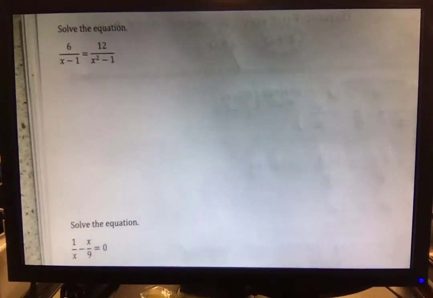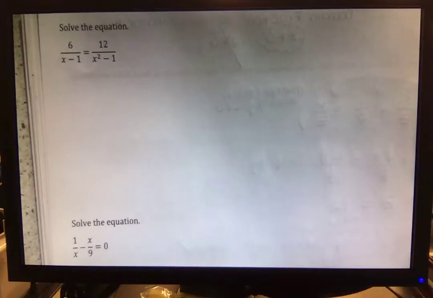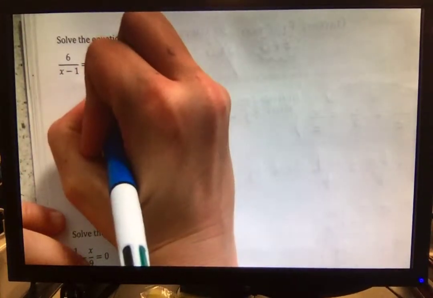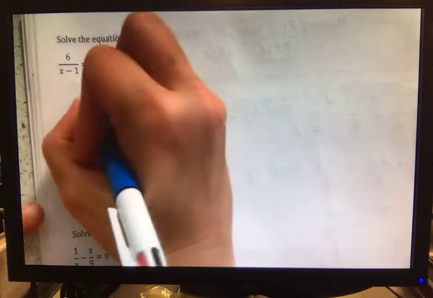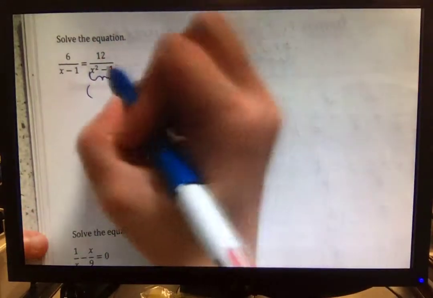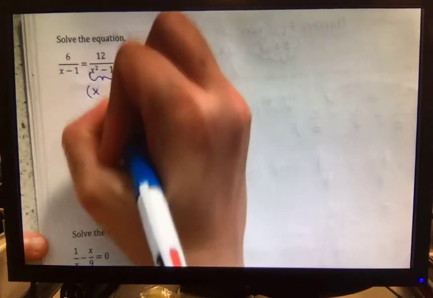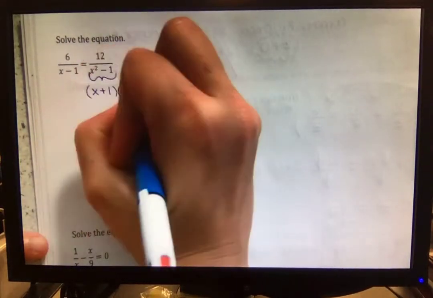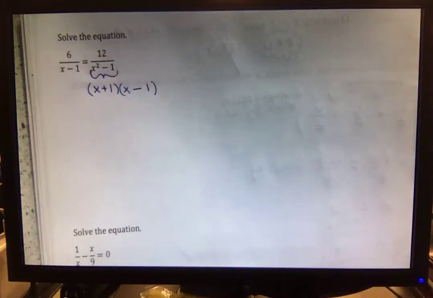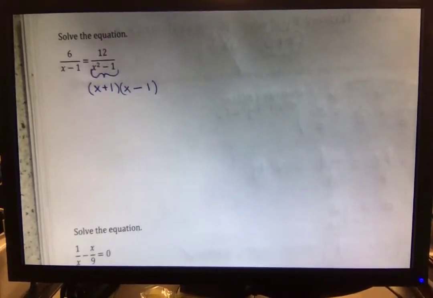Solve the equation. 6 over x minus 1 equals 12 over x squared minus 1. So x minus 1 is good. What do you notice about x squared minus 1? X squared minus 1. Difference of two squares, difference of perfect squares. So x squared is x times x. 1 is 1 times 1. 1's positive, 1's negative. So I factored it to kind of really see what's going on in the denominator.